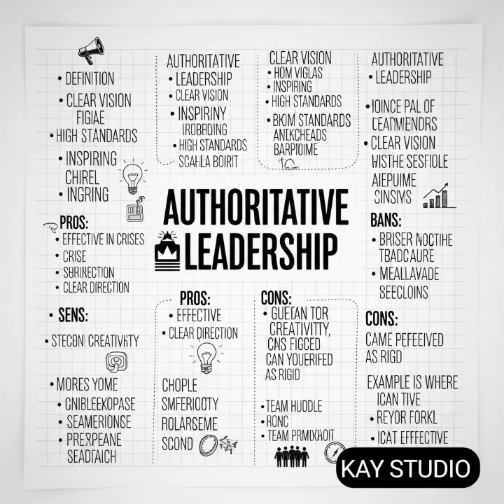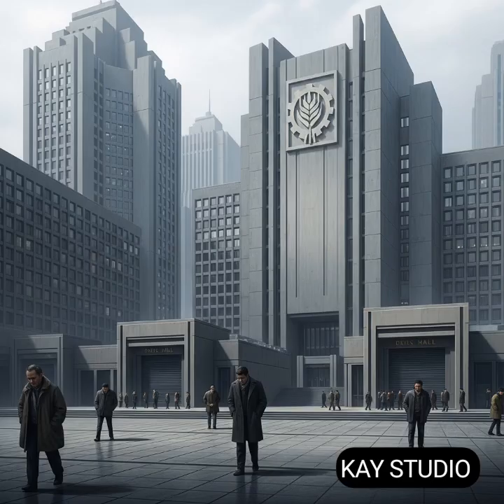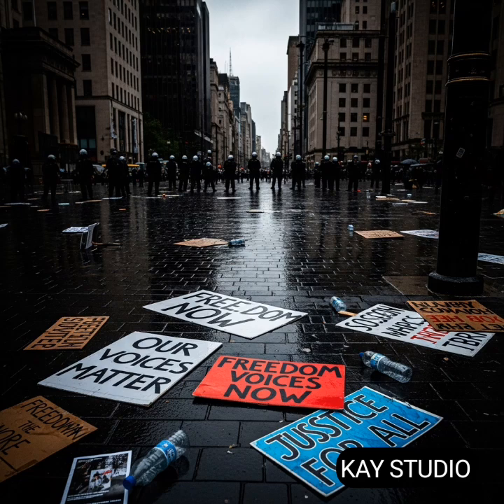3. Authoritarian leadership. In an authoritarian system, power is concentrated in the hands of one leader or a small group. Citizens have limited political freedom, and opposition is often restricted or silenced. Decisions are made from the top, and the leader's control is strong.